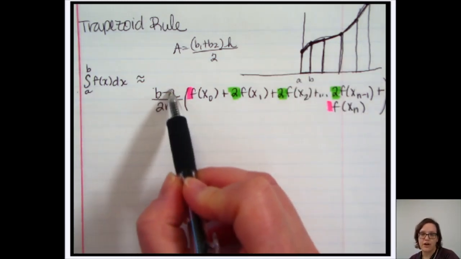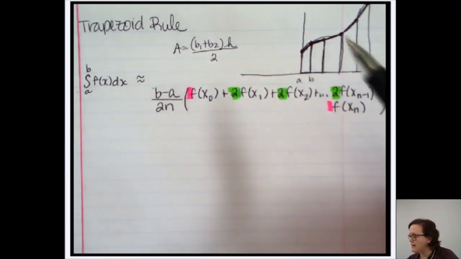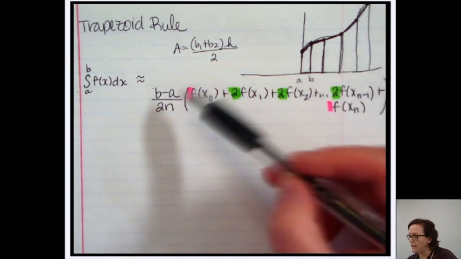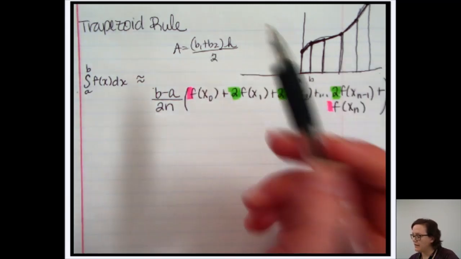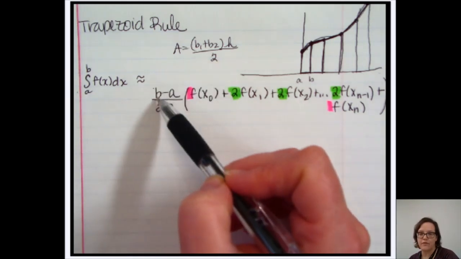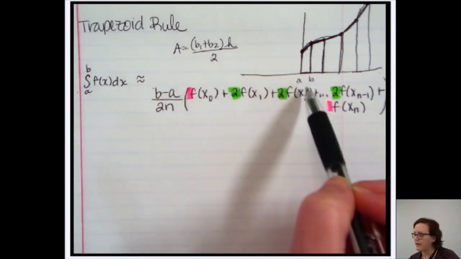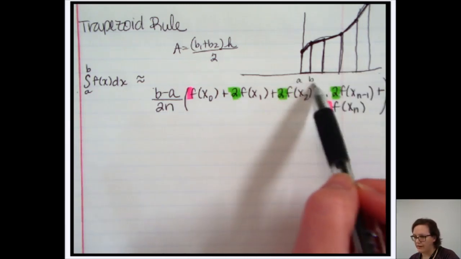So here is your height, b minus a, and we have the n intervals, and then this 2 comes from the formula up here. So b minus a over n actually is your height, because this b minus a is the same all the way across. We've just divided it by n.